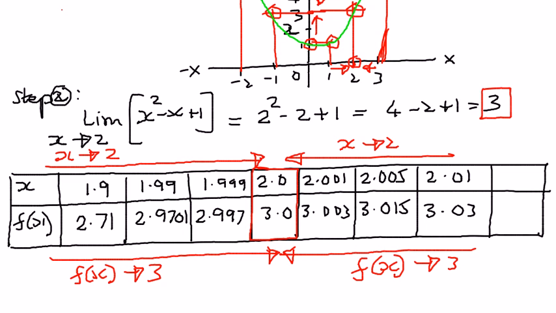So therefore, as x approaches 2 from the left or from the right, the value of the function is approaching 3 either from the left or from the right. So this is the way we want to be able to evaluate limits. In my next presentation, we shall see more examples related to limits.